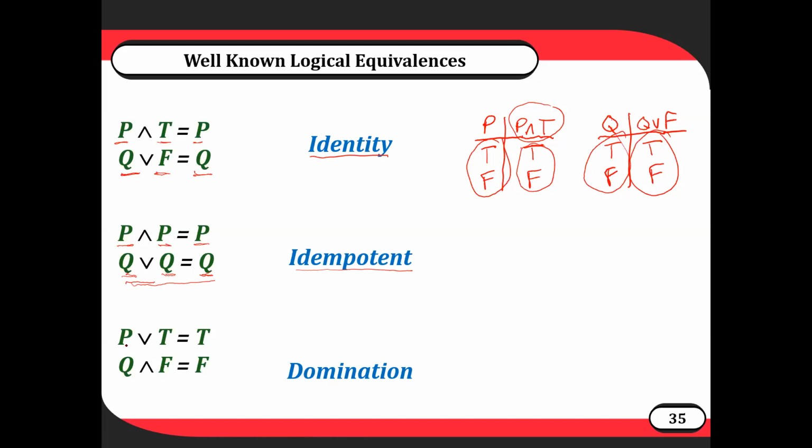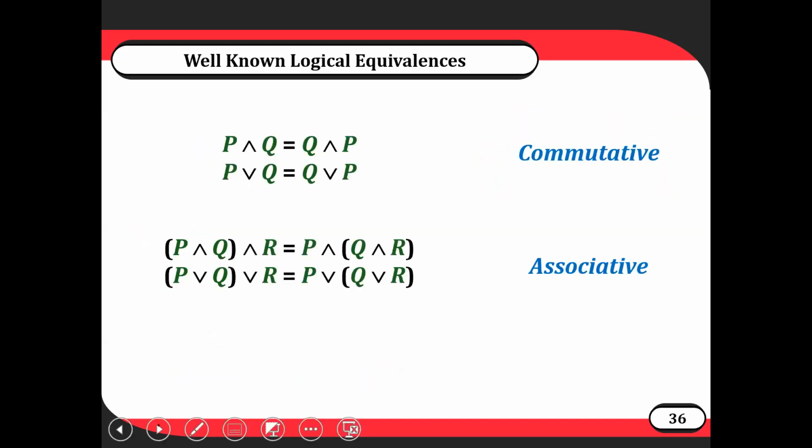So domination. Up here, with the identity, we saw how just using true and false really didn't change anything. But here, if we have a true or false value, it actually dominates the expression, because true or anything is always equal to true, and false and anything is always equal to false. So we call that domination. These are all little things that you can use to help transform one expression into another. And there's more. So these are quite simple.